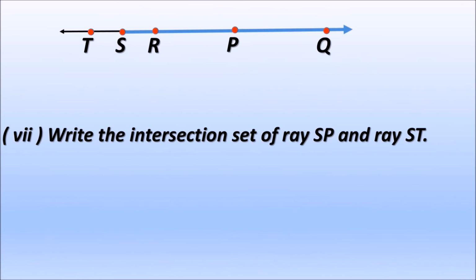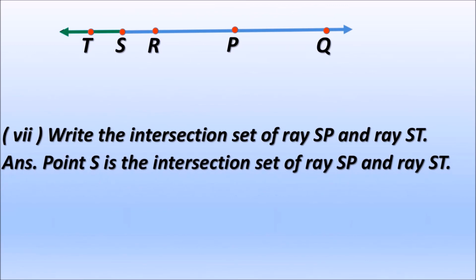Here is another ray, ray ST. What is the starting point over here? S. So what is common in these two rays? This point S is common in both the rays. So what is the intersection of both the rays? It's point S. Yes, point S is the intersection set of ray SP and ray ST.